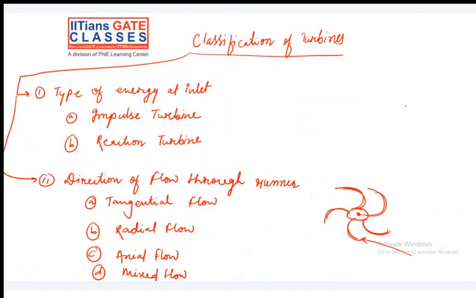And axial flow means what? If this is the runner axis, and the runner is in this direction and the flow is like this, then I can say that this is axial flow. And mixed flow means that it will come in radially and go out axially. We'll talk about these things later also.